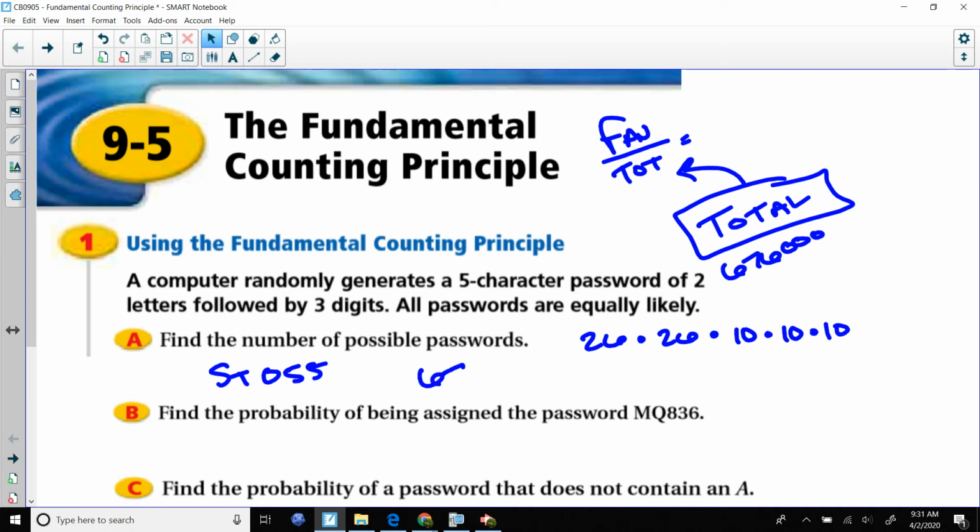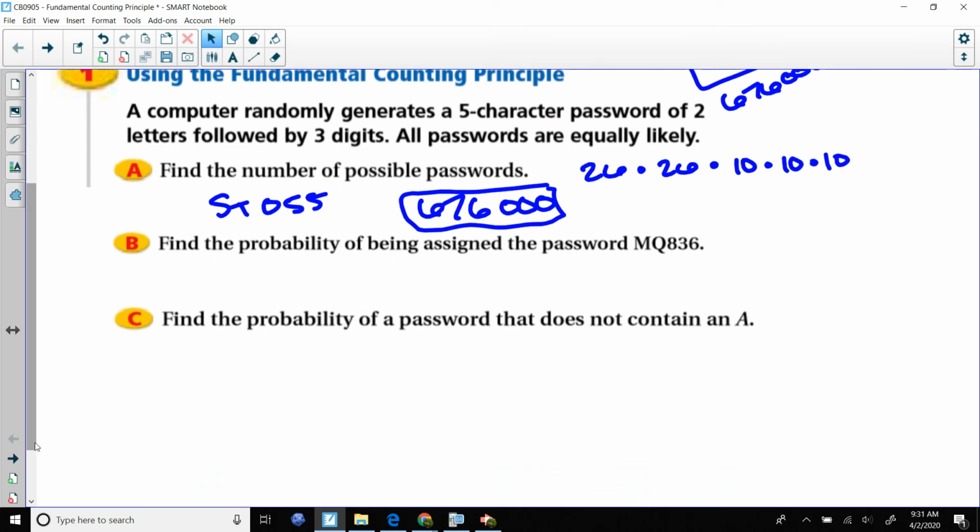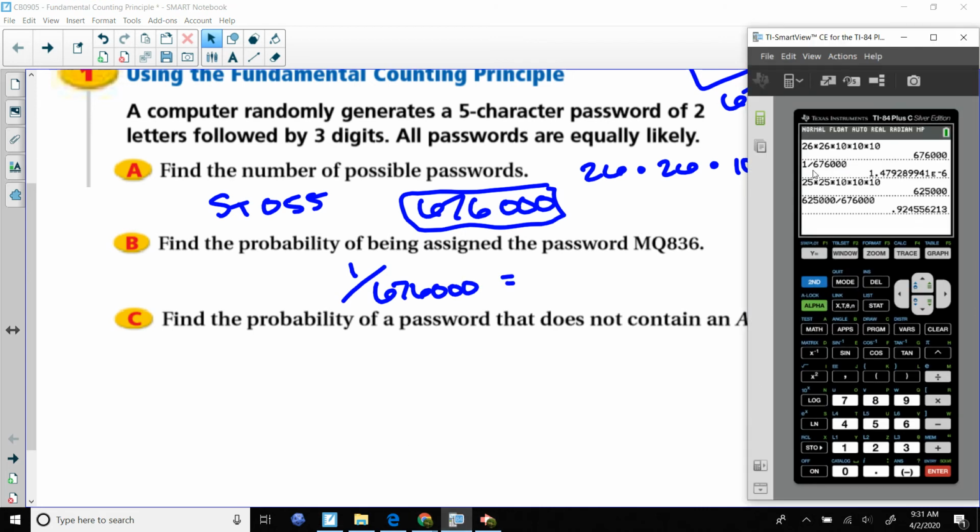That's the answer for this problem, 676,000. And the next one says, find the probability of being assigned the password MQ836. Well, MQ836 is just one password. It would be your favorable response. There's just one of them. And so 1 divided by the total, which is 676,000, is going to be equal to, let's go back to our calculator, 1 divided by 676,000 is going to give us 1.479289941 e to the power of -6.